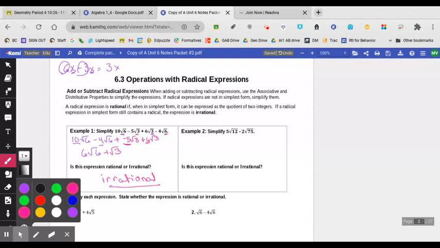So example 2. First thing I need to do is look: is radical 12 in simplest radical form? It is not, because radical 12 has a perfect square factor of 4. So the first thing I'm going to do is simplify that.